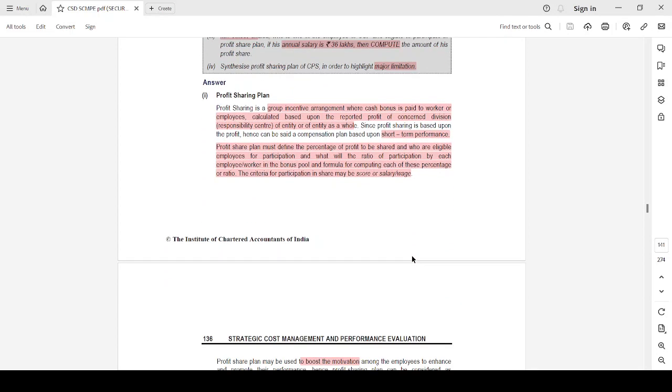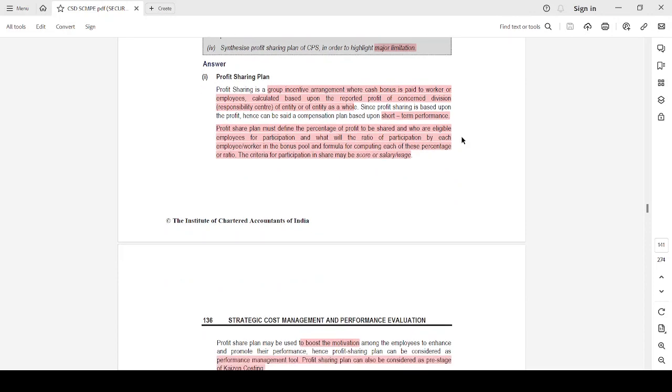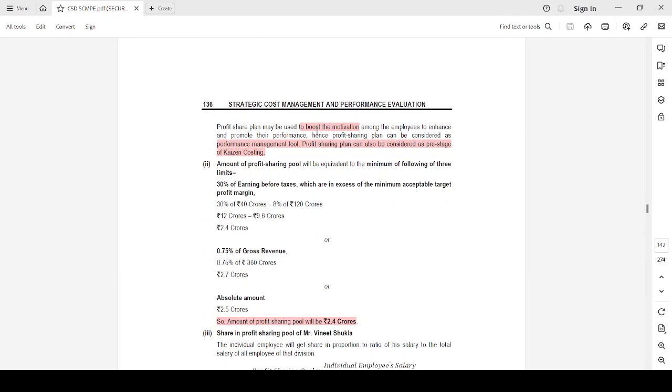So what is profit sharing plan? We have already discussed, and this is short-term performance measurement. Okay. Now it is to boost motivation, and it is considered as a pre-stage of Kaizen costing.